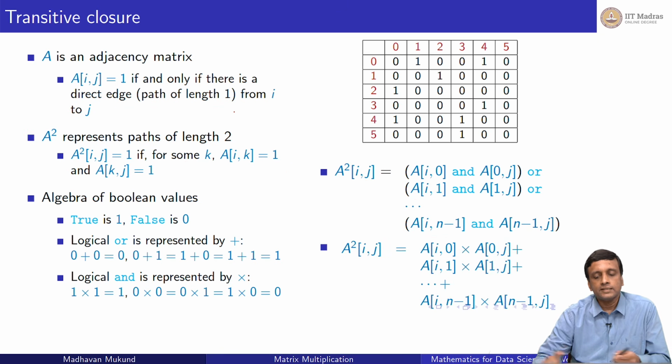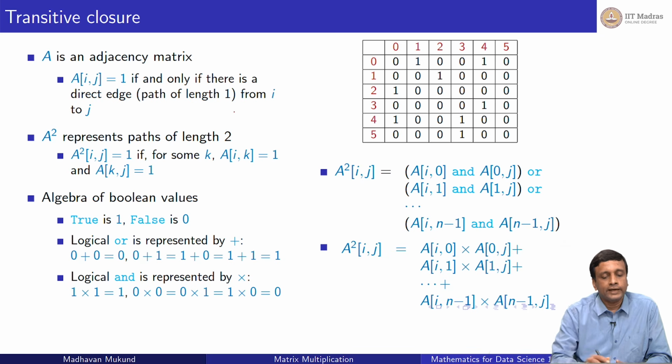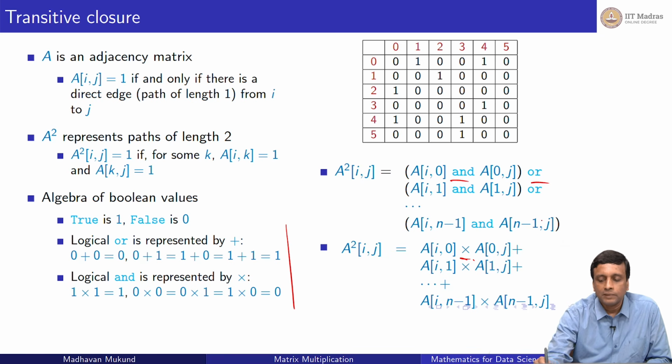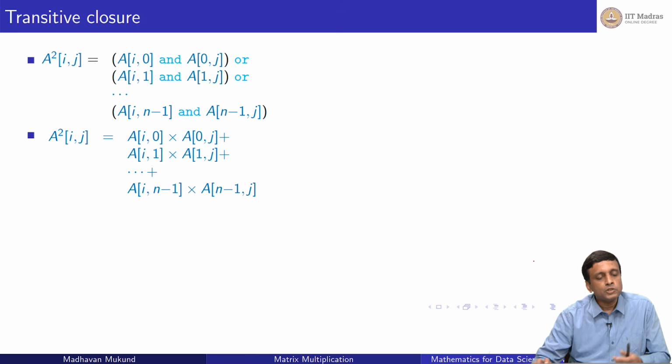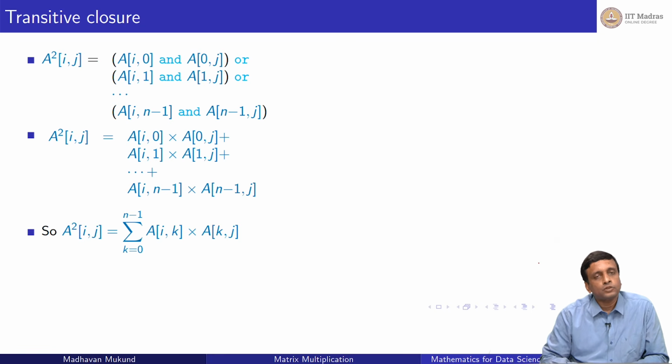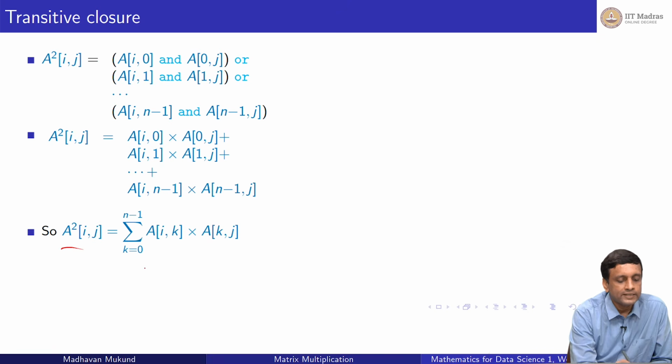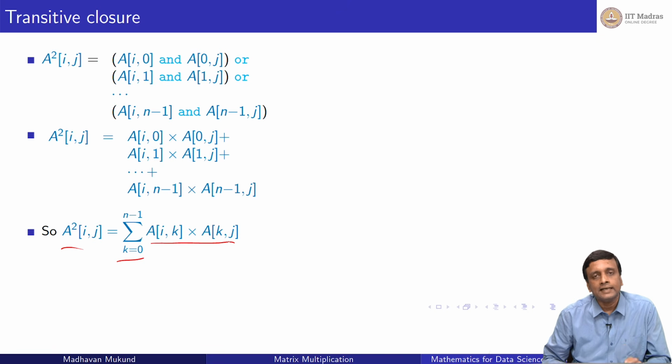But notice that this is the expression. If we write it using this algebra here, we replace every and by times and we replace every or by plus, right? So this is our algebraic way of writing out these ands and ors. So once we have written this out using ands and ors, it is very clear that we have actually written out a matrix multiplication entry in terms of this new interpretation of ands and ors. So a squared ij is the summation of all k from 0 to n-1 aik times akj.